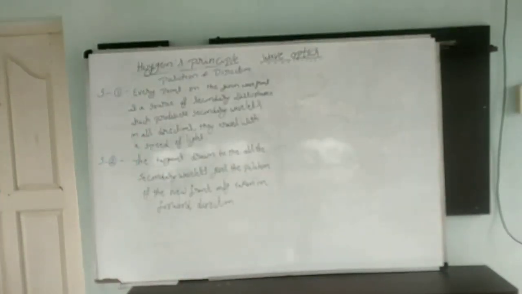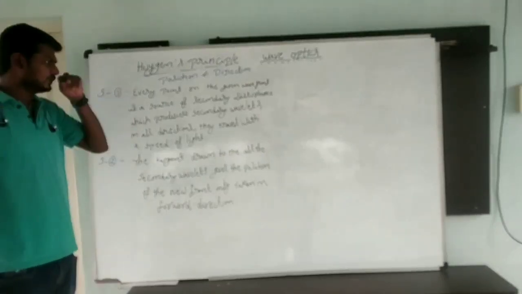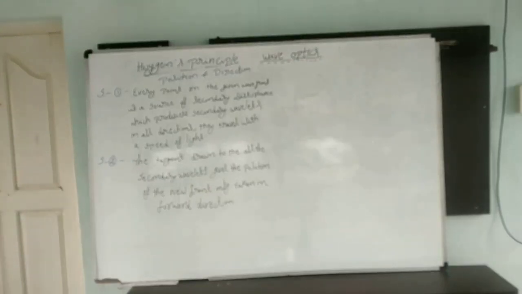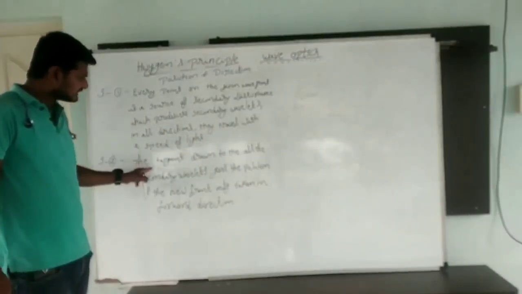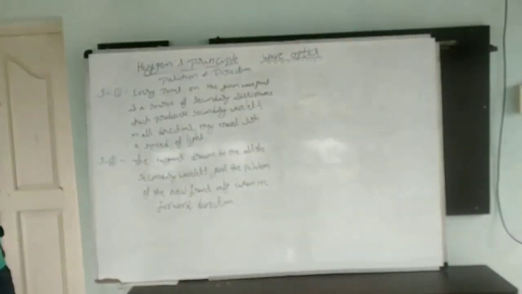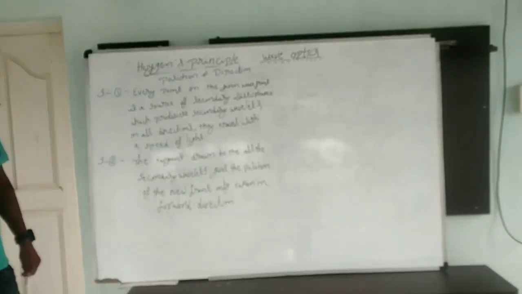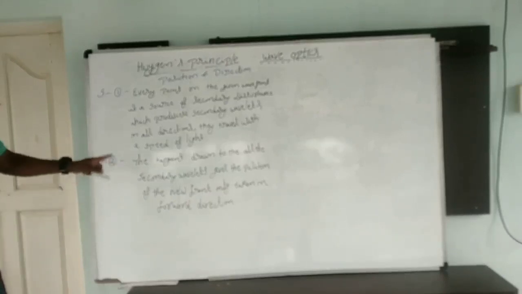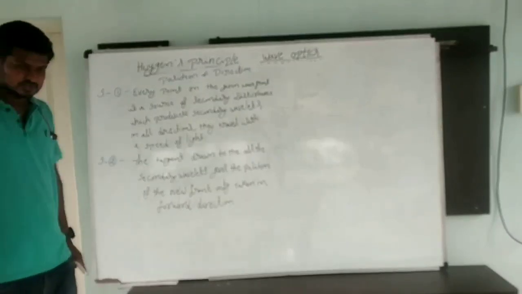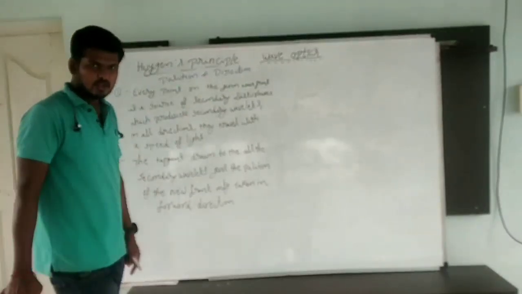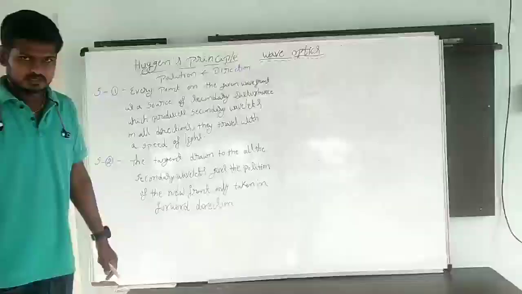Each and every point of the given wavefront is a source of secondary disturbance which produces secondary wavelets in all directions. They travel with the speed of light. The tangent drawn to all the secondary wavelets gives the position of the new wavefront, taken only in the forward direction. Based on these two statements, I will explain how we find the position of the new wavefront.